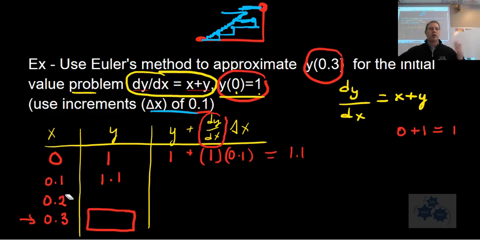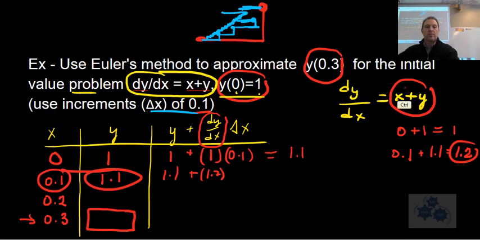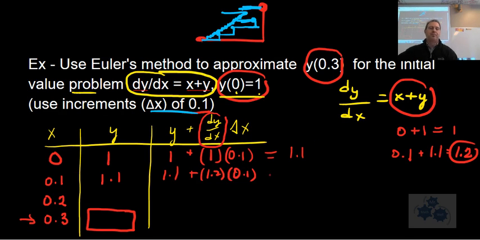It's a great question: why didn't we just go to 0.3? We're going to do 0.1. So let's go through this next row together. Again, the y value is 1.1. The derivative, remember, is defined as x plus y. So what is the x value here? 0.1, and then plus the y value 1.1. So that's 1.2. You see that? It just comes from this plus this, because that's the description of the derivative. And then, of course, the change in x is still 0.1.